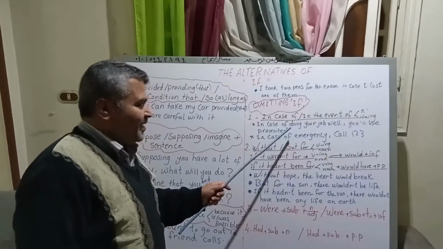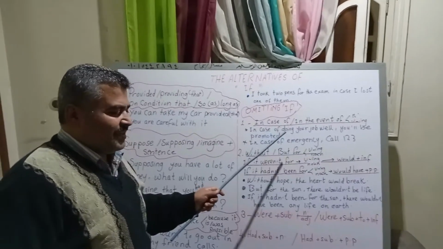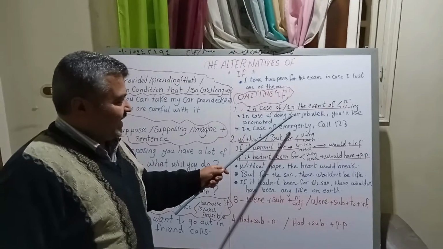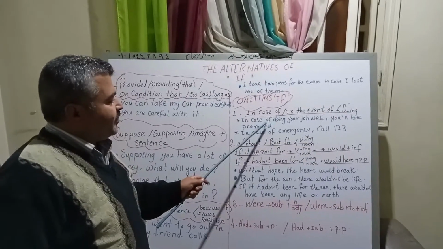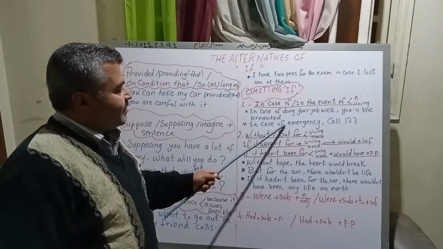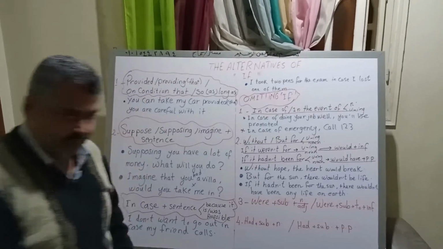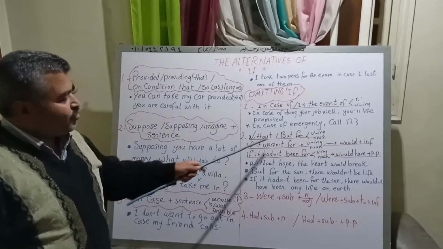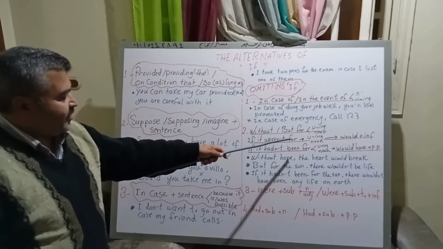Here, I suppose there is a possibility, a probability, that something might happen. In the first sentence I used verb plus ing after in case of. In the second sentence I used a noun. Look at the second group: without or but for plus verb plus ing or noun.